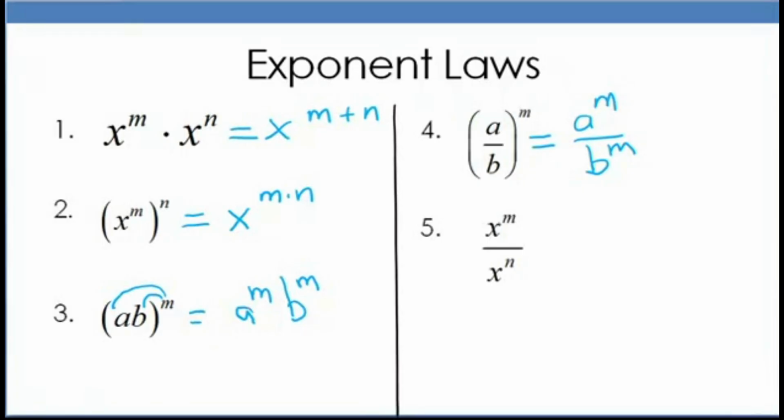Our fifth rule was a fraction of like bases, or a quotient of like bases. And we're going to keep the base and subtract the exponents. Our sixth rule was a definition. X to the 0 power, or anything to the 0 power, is equal to 1.